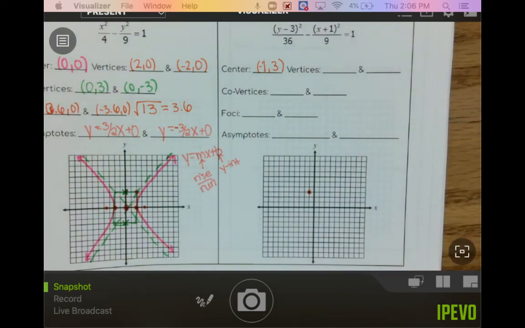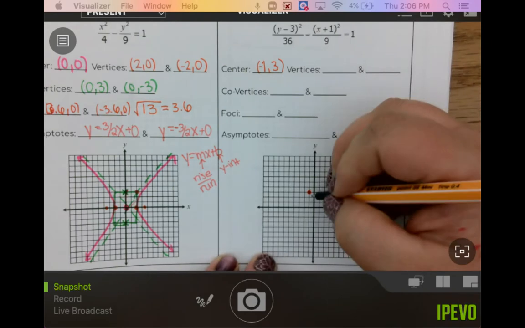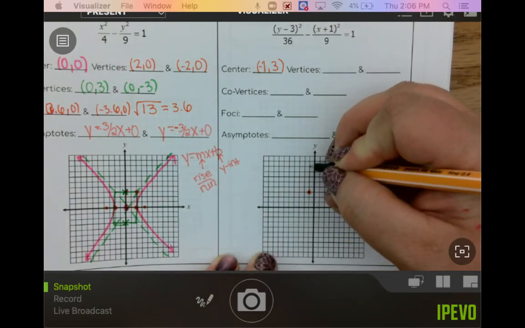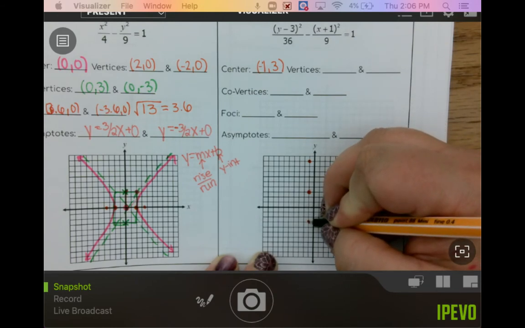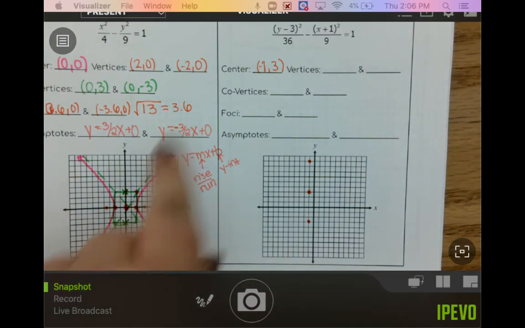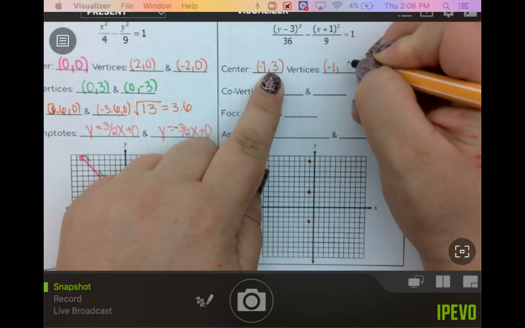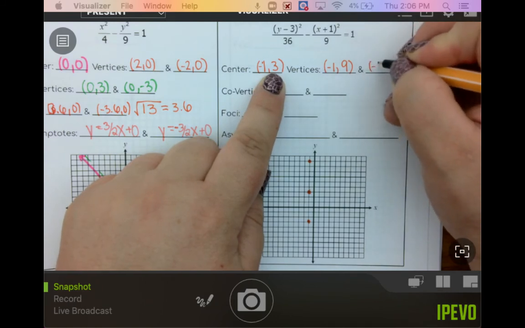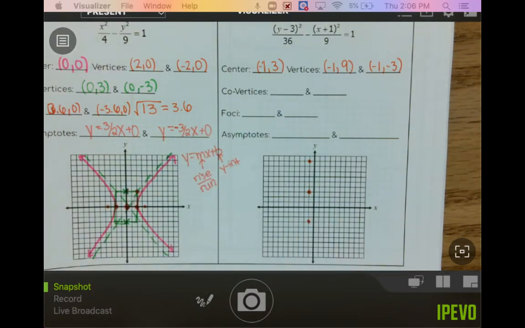Since y goes first this time in the equation, that means it's going to be an up or down one. What is the square root of 36? 6. So we're going to go up 6 and down 6. And if you don't want to count out those squares, just guess. It was at 3 before. What's 3 plus 6? 9. And 3 minus 6 is -3. You'll get there.